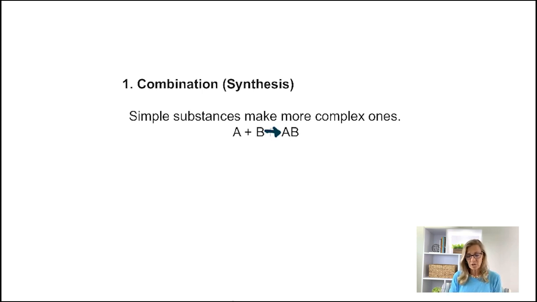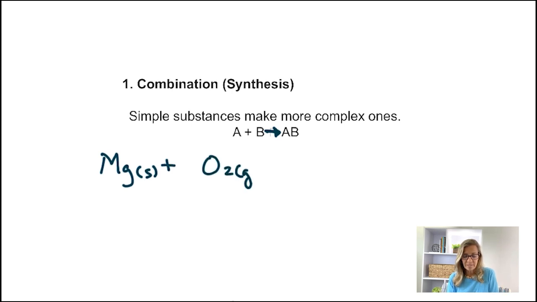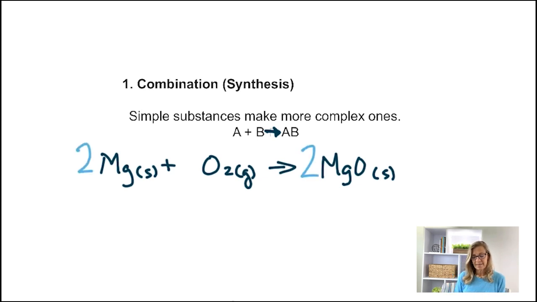The first one is called combination or synthesis, and this is that reaction that was in the last video, where we've got 2 substances that combine to form something more complex. One that I like to do is burning the magnesium, and so magnesium and oxygen come together and make magnesium oxide. That's just a good example there. And then to balance that, we'll add coefficients like that.